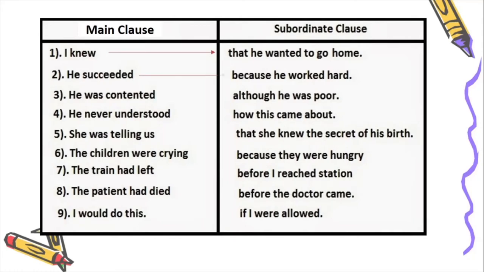He succeeded because he worked hard. Okay. Next, he was contented although he was poor. He never understood how this came about. She was telling us that she knew the secret of his birth. The children were crying because they were hungry. The train had left before I reached the station. The patient had died before the doctor came in. I would do this if I were allowed.